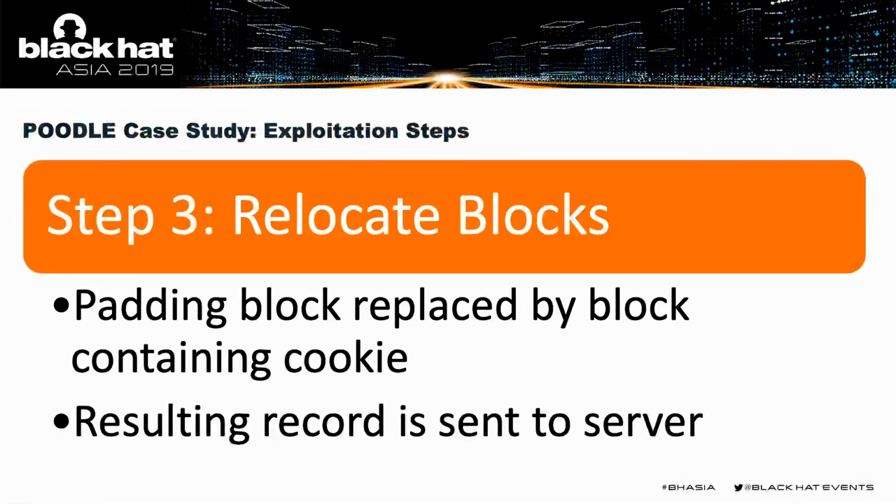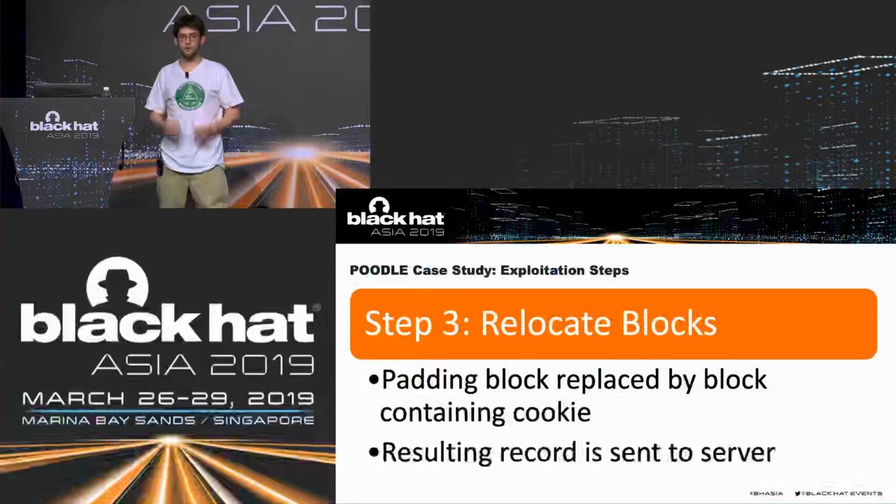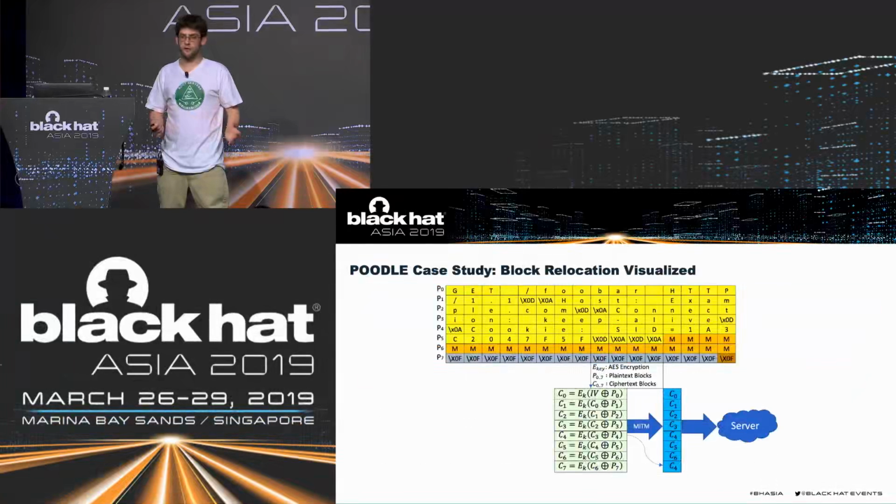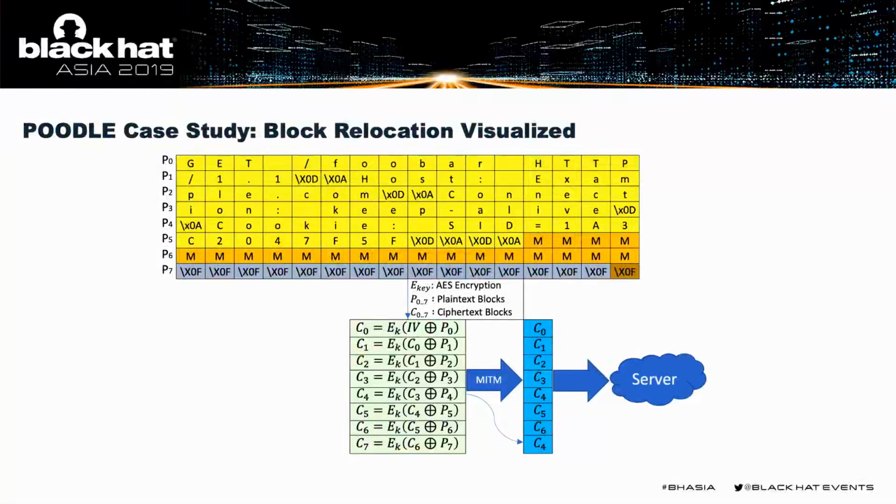They'll know the offset of some data that they're looking for in the HTTPS request, and they're going to take that block of ciphertext and copy it over to be the last block of ciphertext, meaning it's going to be replacing the padding. The resulting record is going to be sent off to the server looking something like this. You can see here that ciphertext block 4 is the one that corresponds with plaintext block 4, and that's the one that has our cookie value in it. So the attacker is going to take that, copy it in place of C7, and send this along to the server.